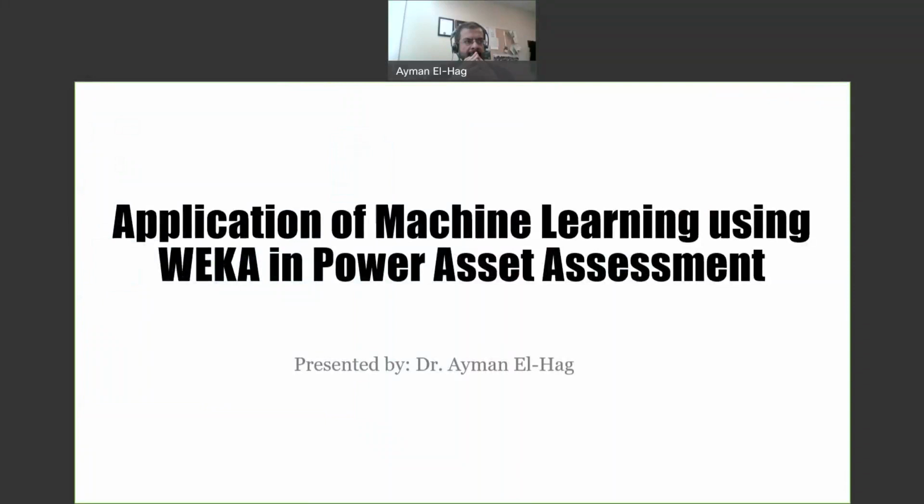Hi everyone, and welcome back to this series of application of WEKA as a machine learning tool to assess different power system assets. In the last tutorial, we talked about 1D signal, okay? And we said that for 1D signal, we need to extract some feature from them, and we did some statistical features like the kurtosis and the skewness, and we use this as our feature vector.